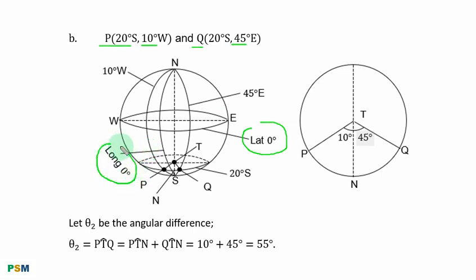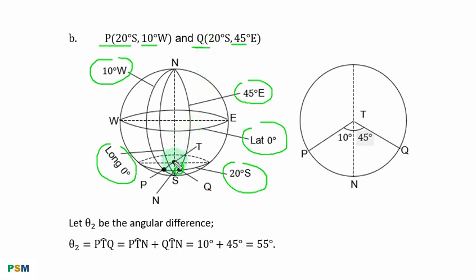Longitude 0 degrees. The given latitude is below the equator, so you draw a small circle representing latitude 20 degrees south. To the east, you have longitude 45 degrees east. To the west, after longitude 0 degrees, the prime meridian, you have longitude 10 degrees west. From the center of the small circle, if you move to this point, you have the information about Q, latitude 20 degrees south, longitude 45 degrees east.